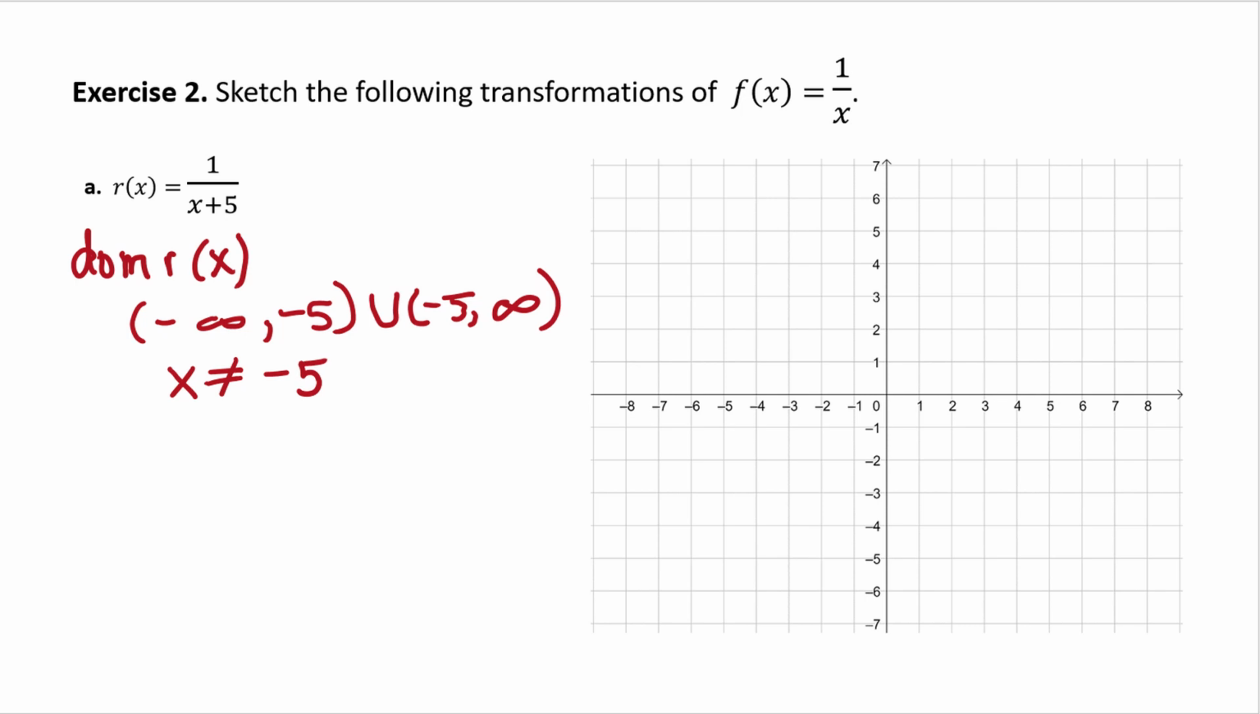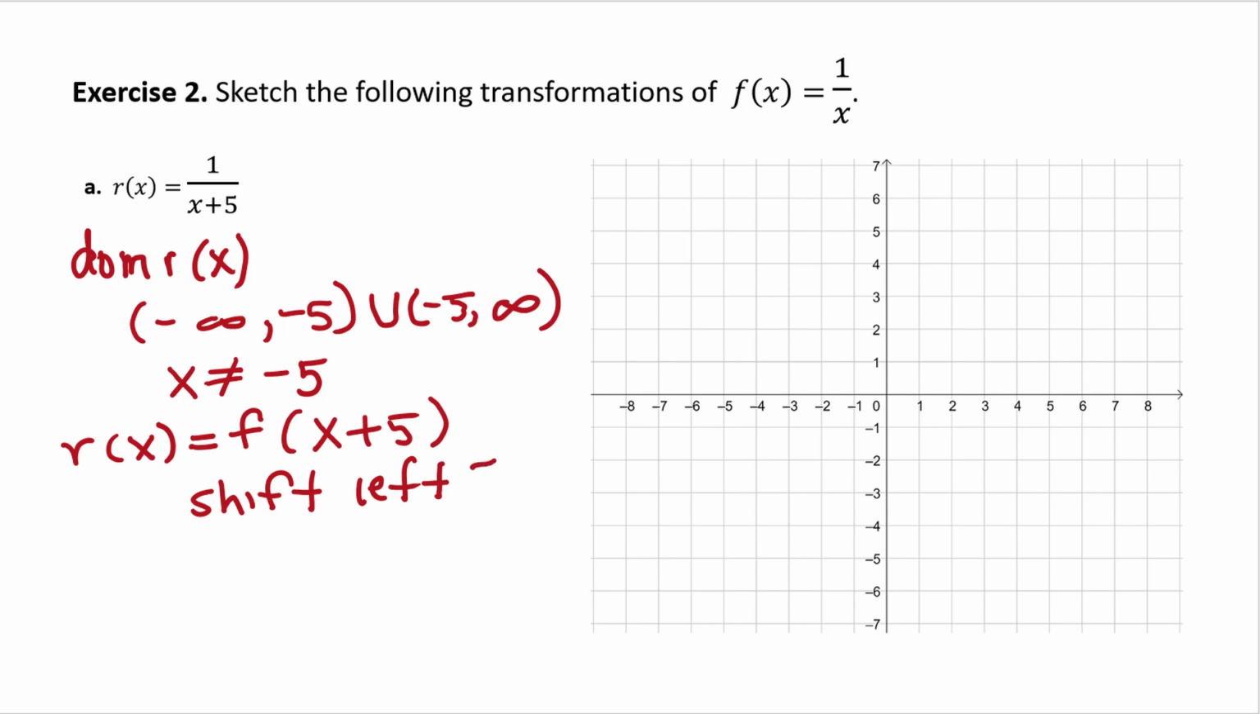Now let's look at the idea of transformations. We see that r of x is actually the original function with the argument replaced by x plus 5. And when you add or subtract in the argument, that's a horizontal shift. So this tells us that r of x is the graph of f of x shifted to the left 5 units. Okay? And then I'd like to point out one more thing, and that is consider that the domain is such that x cannot equal negative 5, and that gives us the vertical asymptote.